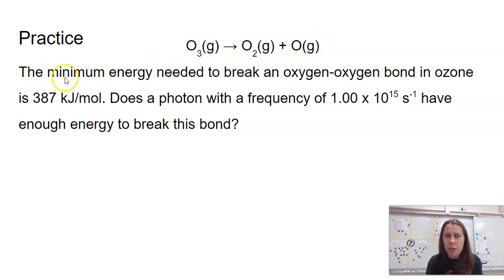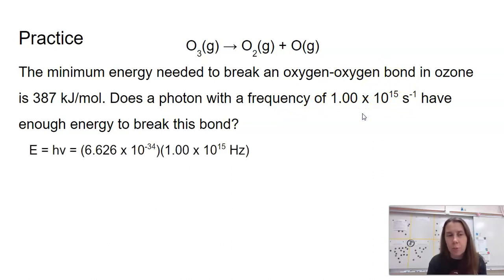So here we have ozone, which is O3, breaking down into O2 and just an atom of oxygen. This problem tells us that the minimum energy needed to break an oxygen-oxygen bond in ozone is 387 kilojoules per mole. It wants to know, does a photon with a frequency of 1 times 10 to the 15th per second, which is the same as a hertz, have enough energy to break this bond? So we have to do 2 things. We have to figure out how much energy we are going to need to break one bond, because this is kilojoules per mole, and we also have to figure out how much energy is in one photon that has this frequency. So let's do that first part first.